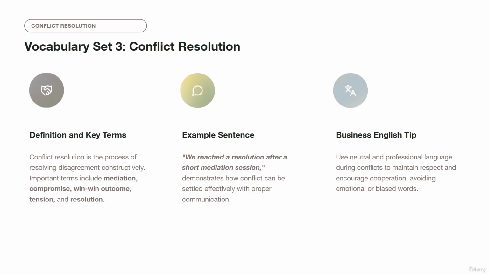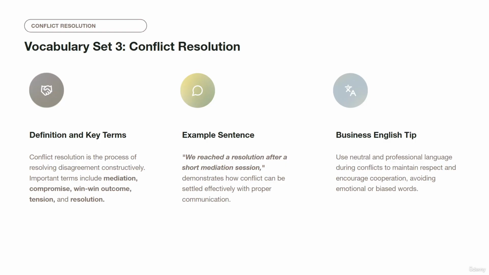Conflict resolution. So conflict resolution is the process of resolving disagreement constructively. Key terms here would be things like mediation, compromise, win-win outcome, tension, resolution. For example, "We reached a resolution after a short mediation session." So this can happen when there's conflict among individuals at work. Maybe HR gets involved. There's been a misunderstanding or something inappropriate has been said. Maybe the manager's putting too much pressure on a subordinate. There can be many different things. But rather than letting the situation escalate, we try to resolve that conflict in a professional manner.